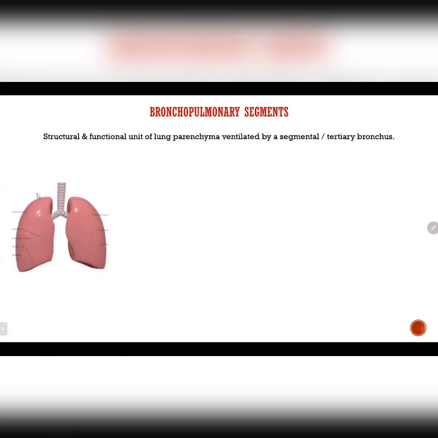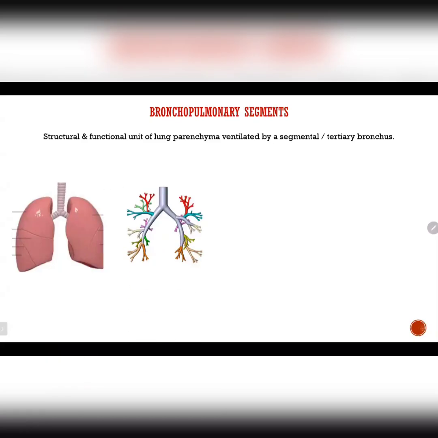So this is the right lung. Can you name the fissures of the right lung? Anyone? What are the fissures of the right lung? Oblique fissure. Yes. Good. Yes, oblique and transverse fissure, or oblique and horizontal fissure. Okay, thank you. So the right lung has 2 fissures and 3 lobes, whereas the left lung has 1 fissure and 2 lobes.